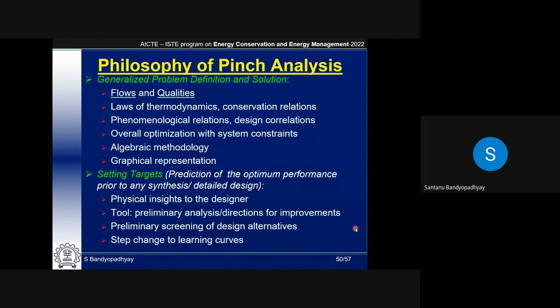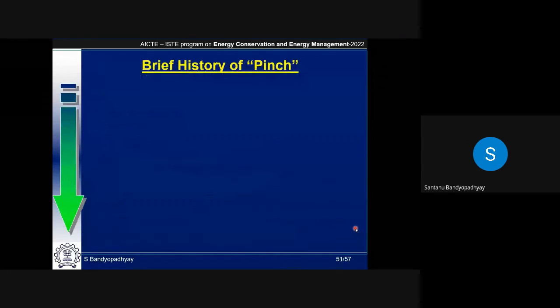We can use it as a preliminary screening tool. We can look for different design alternatives. And it's also a step change of a learning curve. That means if you do a pinch analysis for a company, you need not say that every year I can conserve 5%. Because if you do pinch analysis, you know the thermodynamic limit, maybe 30% itself can be conserved in the first year, and then from next year onwards, you cannot conserve anymore. That kind of thing can actually be done.